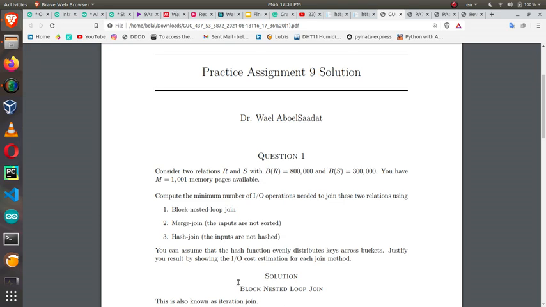Now he asks us to compute the minimum number of input-output operations needed to join these two relations using block nested loop join. He means the iteration join, so pay much attention to the terminologies. And second, compute the minimum input-output operations if we are gonna use the merge join and the hash join. You can assume that the hash function evenly distributes keys across buckets. Justify your results by showing the input-output cost estimation for each join method.